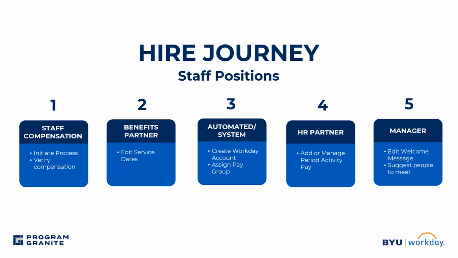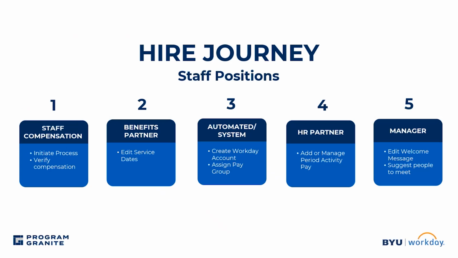They're going to verify that compensation again. Then it's going to go to a benefits partner to edit the service dates. Workday is going to automatically create their account after this and assign them a pay group. That all happens automatically. And then the HR partner, if they needed period activity pay, this is when they could manage period activity pay or add that assignment. Again, we'll talk about that next week, but that's when that would happen in step 4.